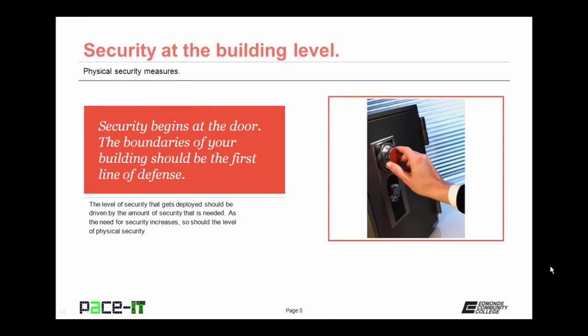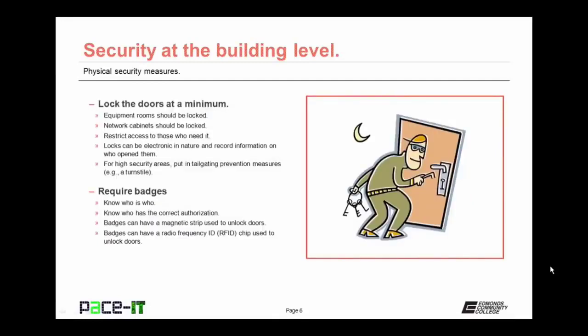Locking doors is the first level of security. The level of security that does get deployed should increase as the need increases. So let's talk about which doors need to be locked. Equipment rooms where servers are kept, or server rooms, should be locked. Network cabinets should be locked, even if they're in the server room. You need to restrict access to only those who need it.